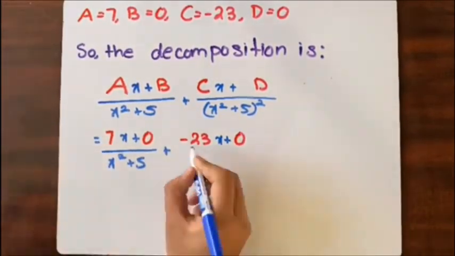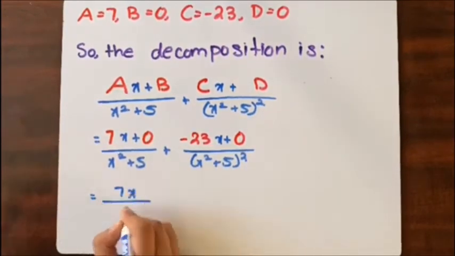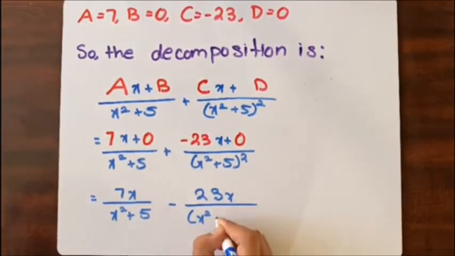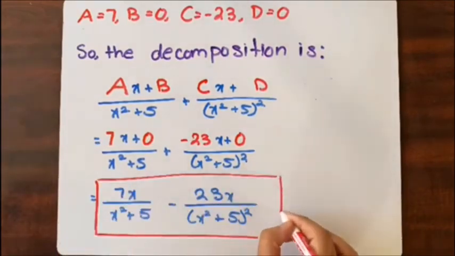The final decomposition is 7x over x squared plus 5 minus 23x all over x squared plus 5 squared.